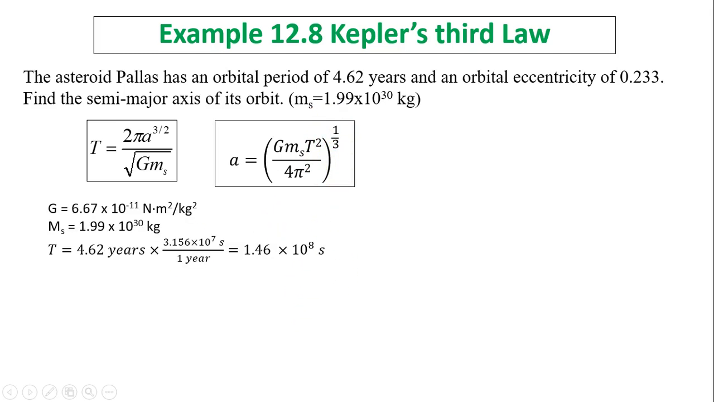So what do we know? We know Ms is 1.99 times 10 to the 30. We also know the gravitational constant G. We also know the period. Remember, in these equations, T has to be in seconds, so we have to convert that. 4.62 years, and 1 year has 3.156 times 10 to the 7 seconds. By the way, this number is in the back of your textbook. Plug everything in, and you'll have a equals 4.15 times 10 to the 11 meters. As you can see, the eccentricity has nothing to do with the period, so it's not used to calculate a in this question.